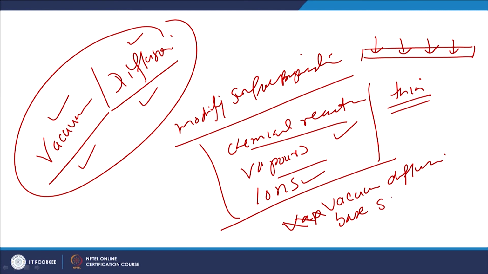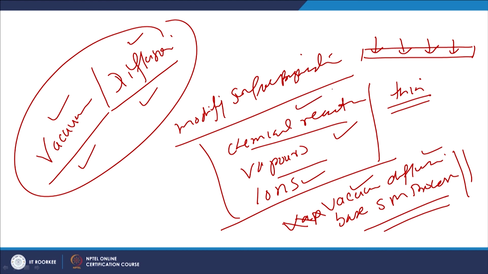So in coming lectures we will be talking about a few processes where vacuum and diffusion are used to modify the surface compositions using chemical reactions, vapors and ions, so that the required improvement in surface properties can be realized.